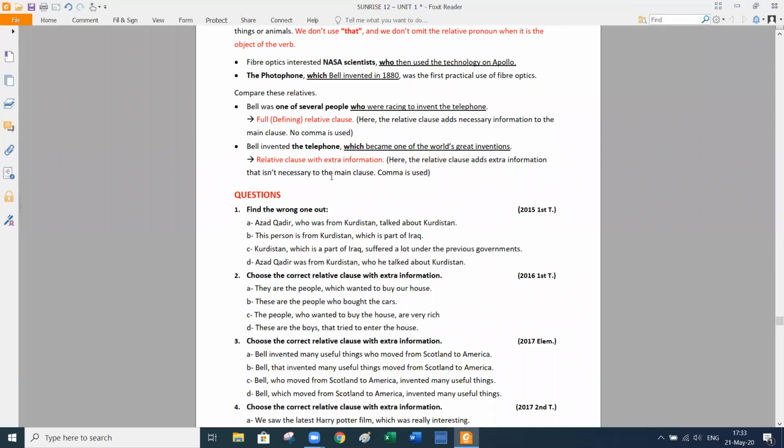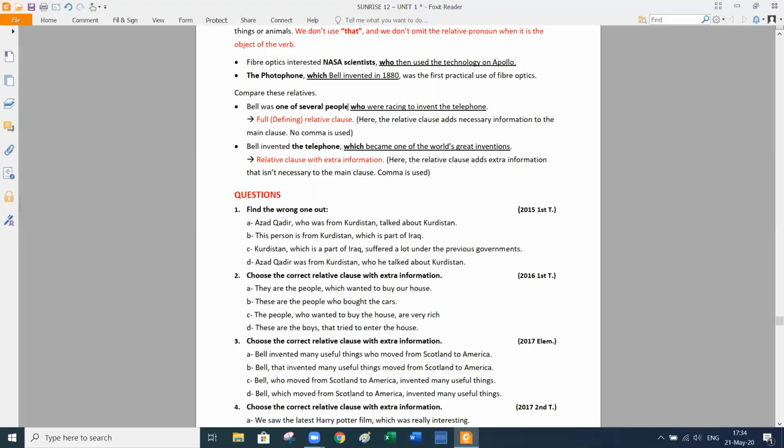Compare these relatives. "Bell was one of the several people who were racing to invent the telephone." This is a full relative clause, or defining relative clause, because the relative clause "who were racing to invent the telephone" is giving information about people. It's telling us exactly which people we are talking about. "Bell was one of several people," full stop. If you finish the sentence here with a full stop, you would ask, Bell was one of several what people, which people? The sentence is not complete.